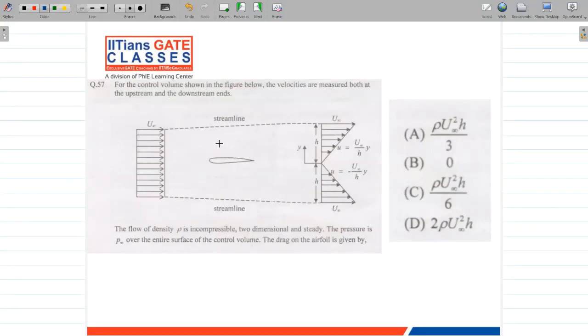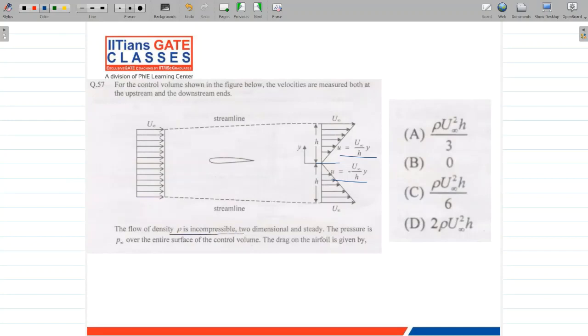But at the end of the control volume, at the outlet, you can see that the uniformity of the free stream is gone. Because of the flow over the airfoil, the flow has really lost its momentum, and it forms a profile like a linear velocity profile, 0 at the middle location, and then increases to u infinity at the edges. The velocity profile is given by so and so.